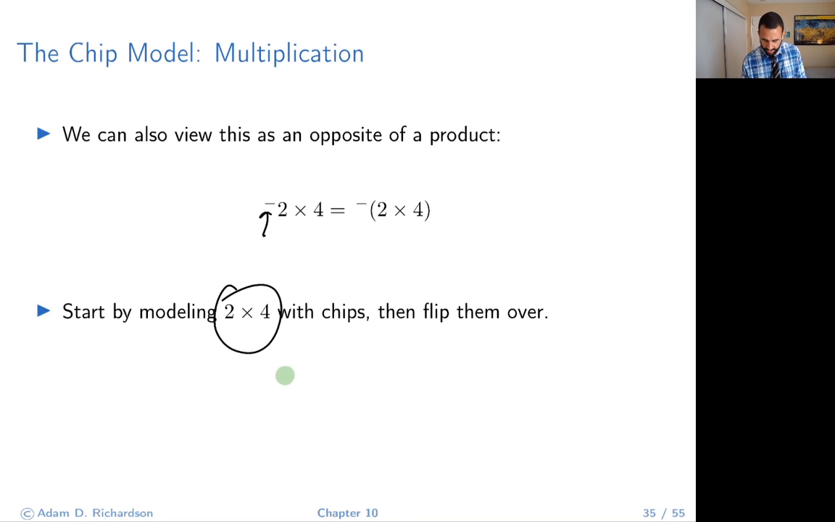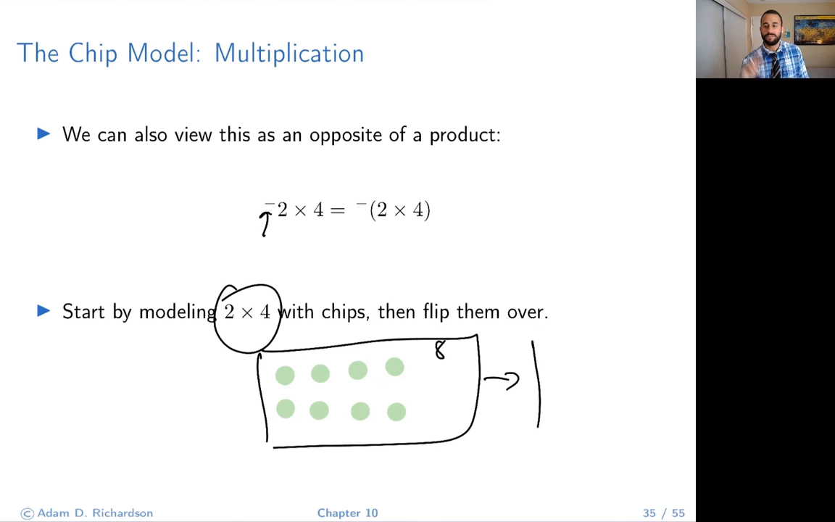Okay, I'll use green. 1, 2, 3, 4, 5, 6, 7, 8. So this is 8. And then what we do is we just flip them all over.